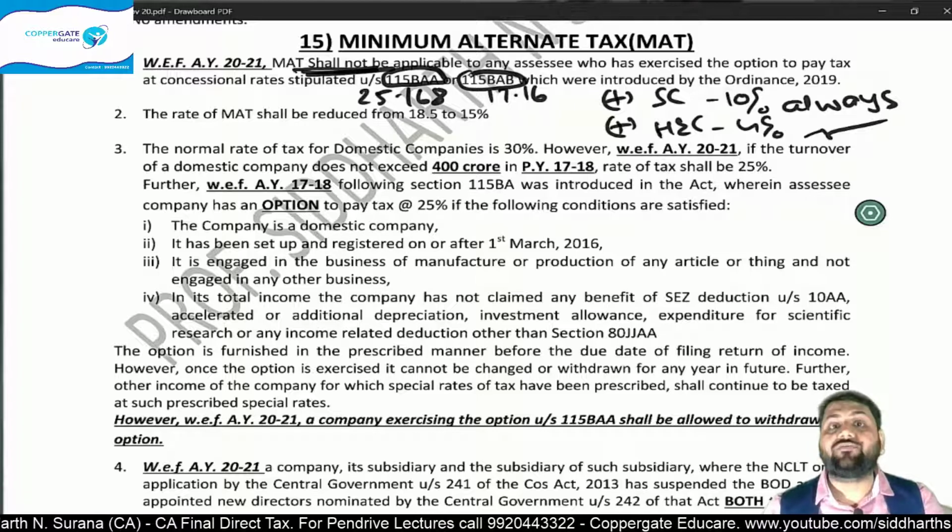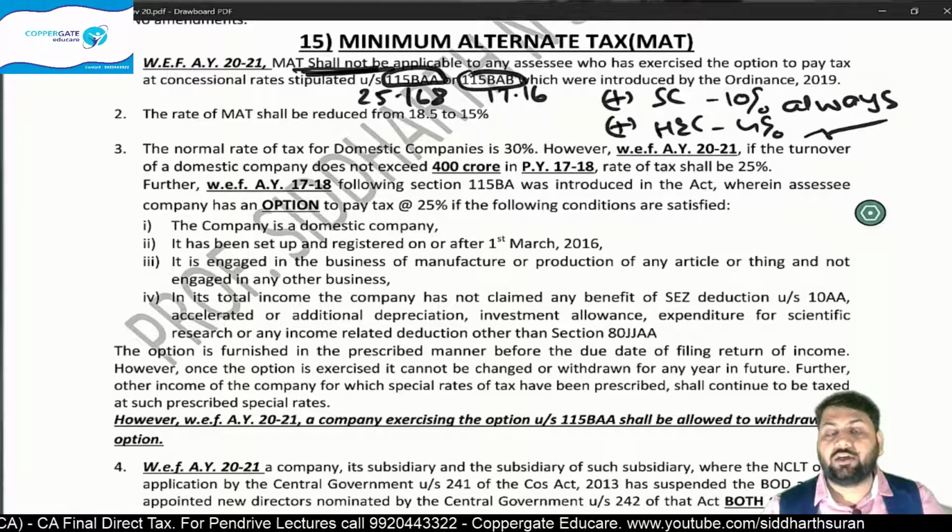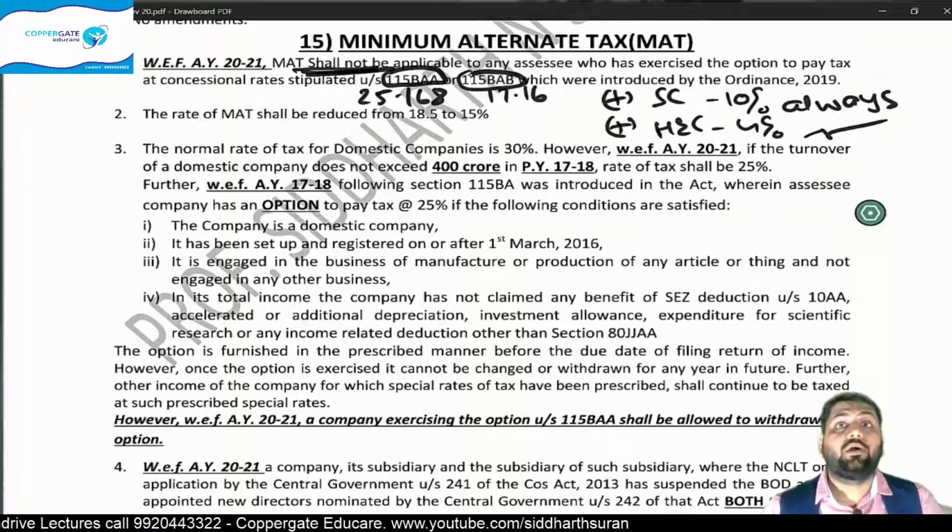What is the benefit of these two sections? Two benefits. One, the rate of tax is very low. Non-manufacturing company, including everything, it will be 25.16 at final rate, and manufacturing company, including everything, 17.16 final rate. And second benefit, minimum alternate tax not applicable.